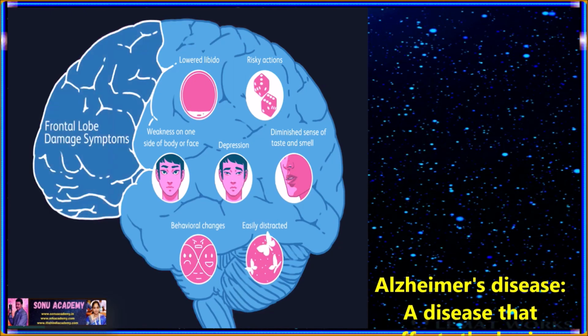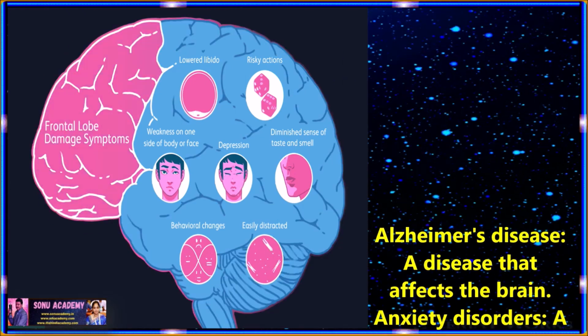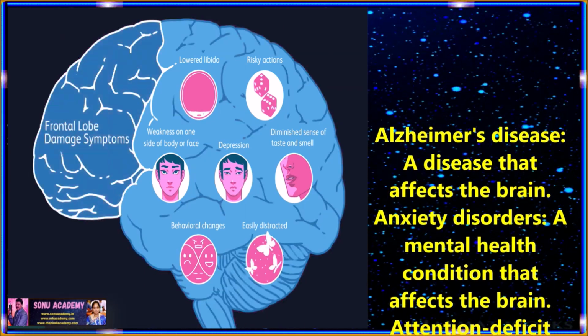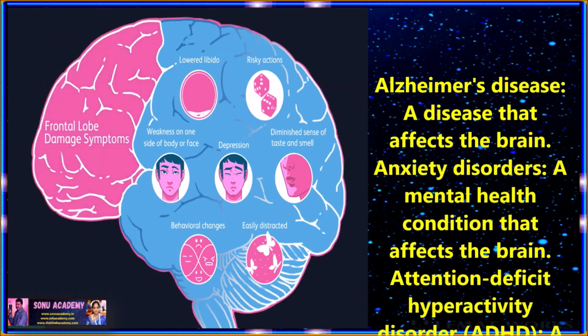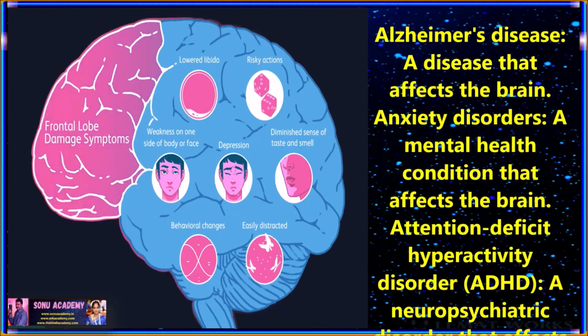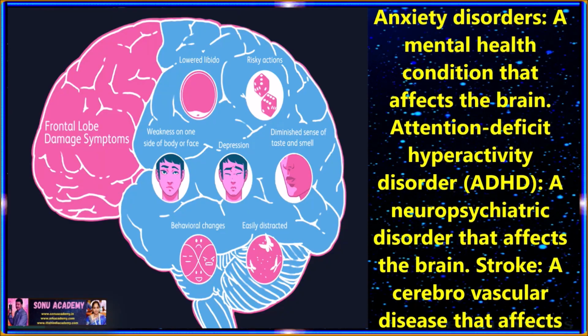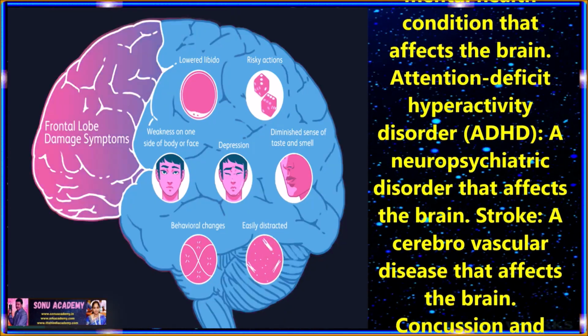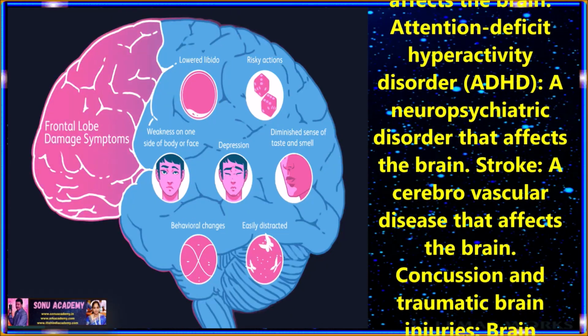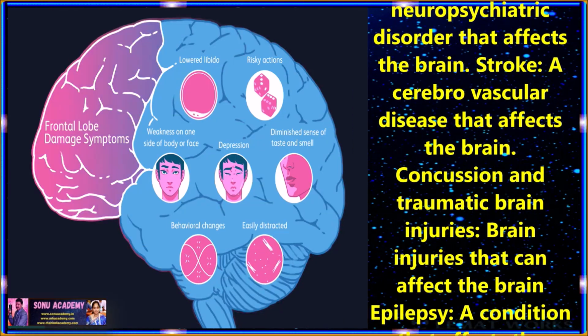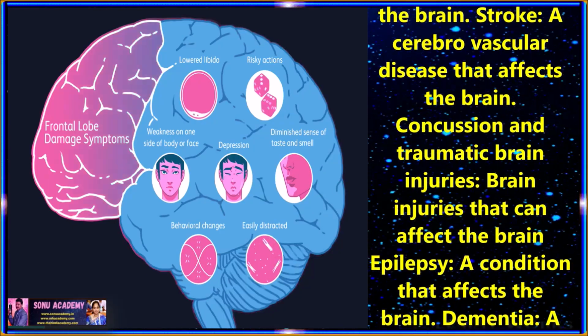Alzheimer's disease, a disease that affects the brain. Anxiety disorders, a mental health condition that affects the brain. Next is attention deficit hyperactivity disorder, ADHD, a neuropsychiatric disorder that affects the brain. Stroke, a cerebrovascular disease that affects the brain. The next one is contusion and traumatic brain injuries, brain injuries that can affect the brain.